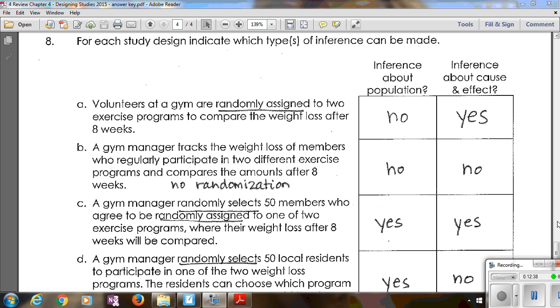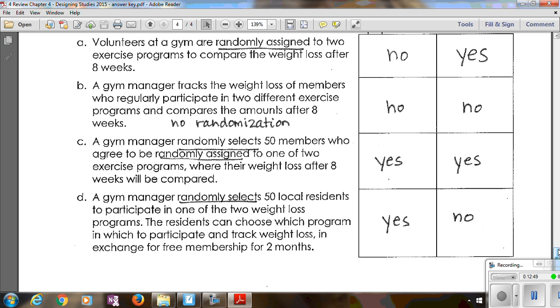In letter C, a gym manager randomly selects 50 members who agree to be randomly assigned to one of 2 exercise programs. So this is like the best case scenario, but it's also not really practical. We don't usually see situations like this, but since we have random selection from the population, we'll be able to make inferences about the population. And since we have random assignment to the groups, we can also make inferences about cause and effect.